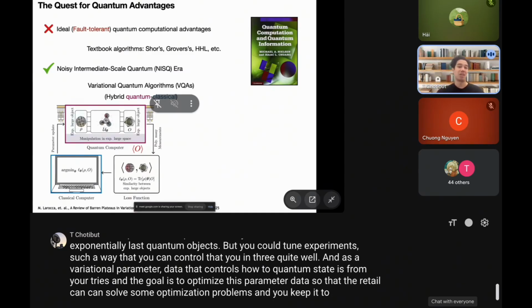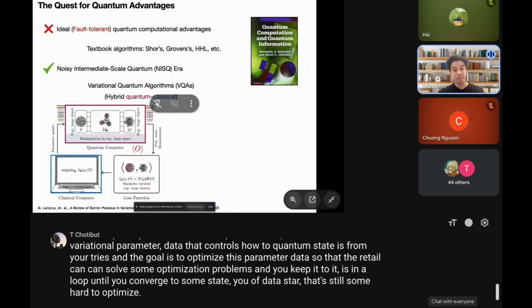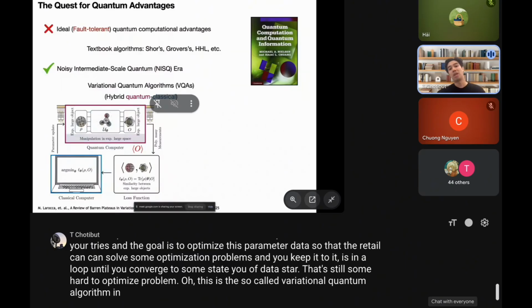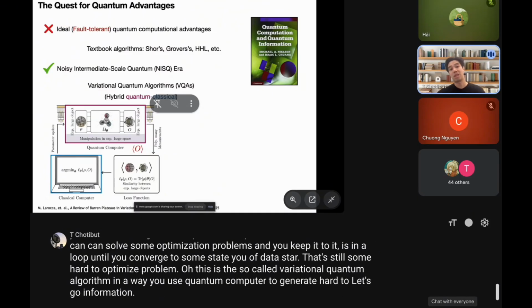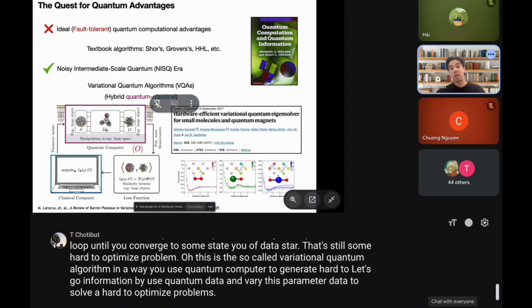And you keep iterating this in a loop until you converge to some state U of theta star that solves some hard to optimize problem. This is the so-called variational quantum algorithm. In a way, you use a quantum computer to generate hard-to-store classical information by using quantum data and varying this parameter theta to solve hard optimization problems.